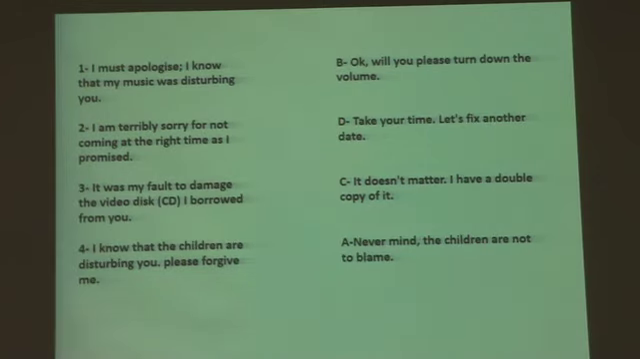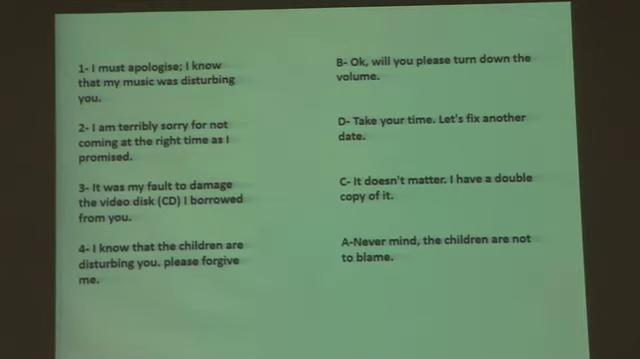Alright, here is the correction. Number 1, I must apologize. I know that my music was disturbing you. So the reply will be, okay. Will you please turn down, lower down the volume of the music? So, okay, will you please turn down the volume?